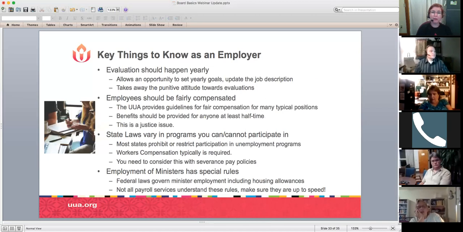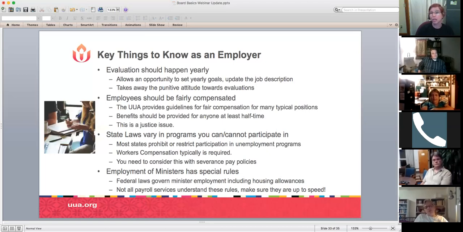A couple other things. Evaluation should happen yearly. It allows an opportunity to set yearly goals and update the job description, and to give the person information if there are things they're not doing properly that they need to bring their skill level up on, so they get advance notice. You can set out a plan of remediation. There's a tendency in congregations to have a punitive attitude towards evaluations. We'll evaluate when we think there's a problem. So when the word evaluation is said in a congregation to a staff member, they think they're going to lose their job, because that's usually the point where you've gotten to. And that shouldn't be the case.